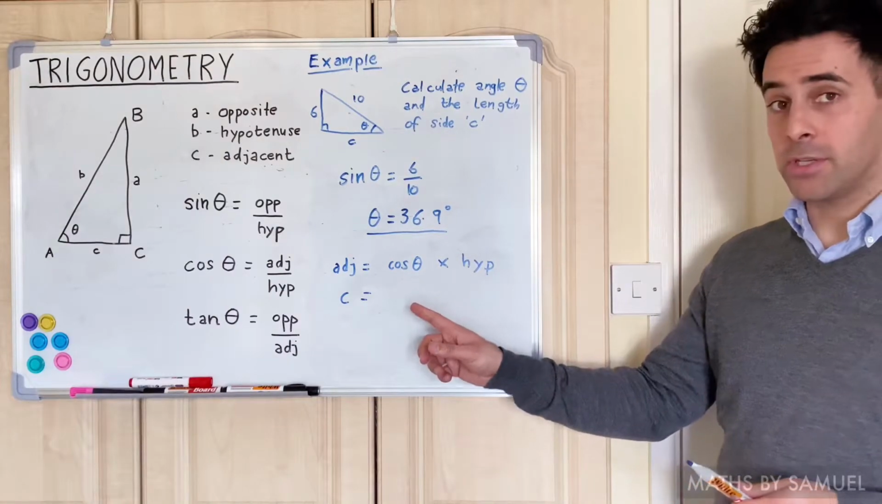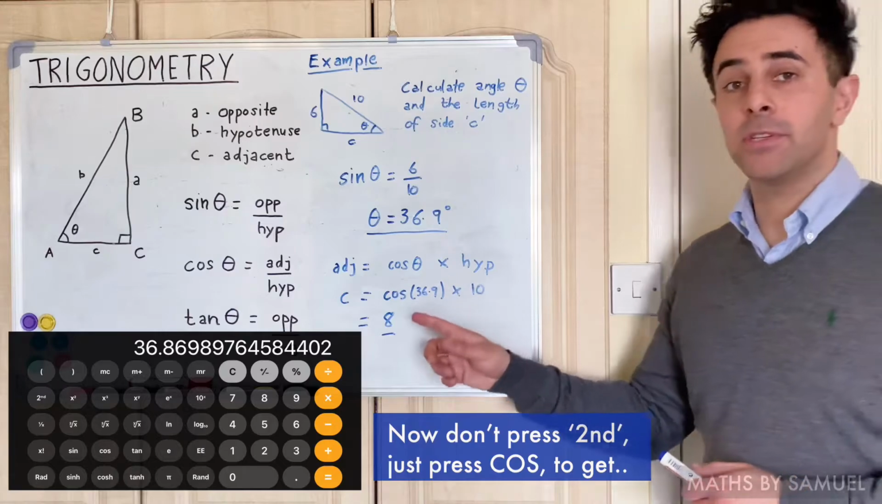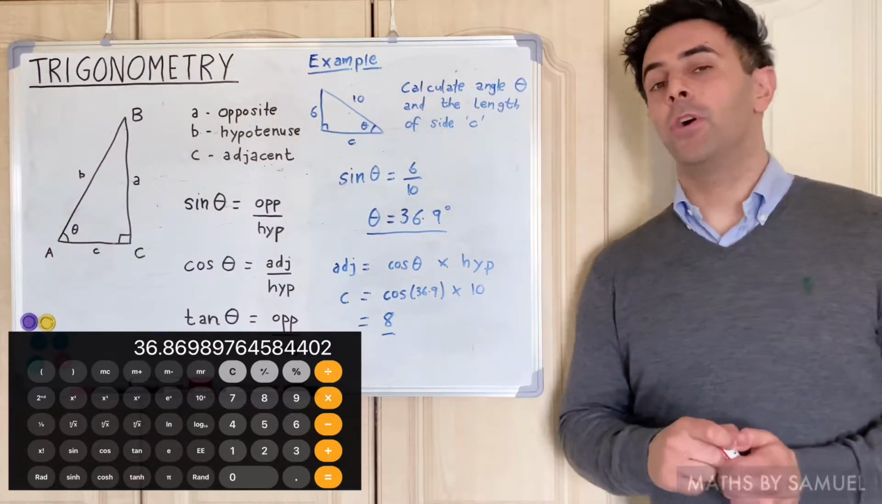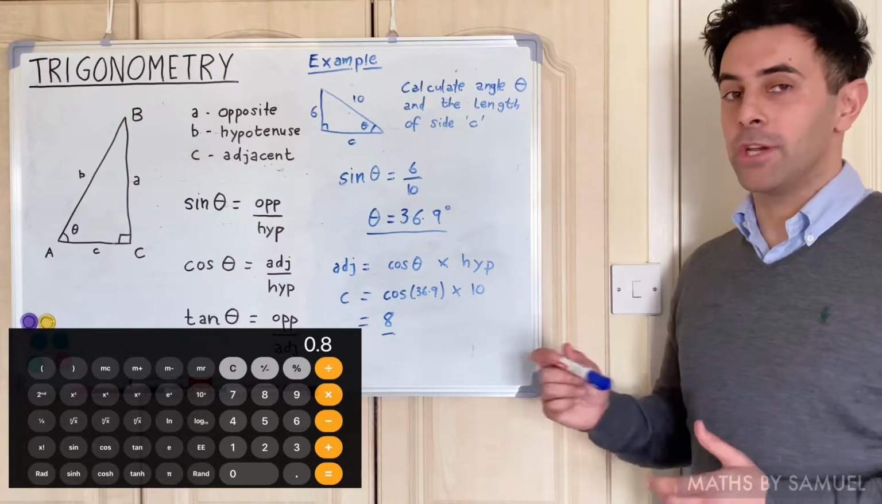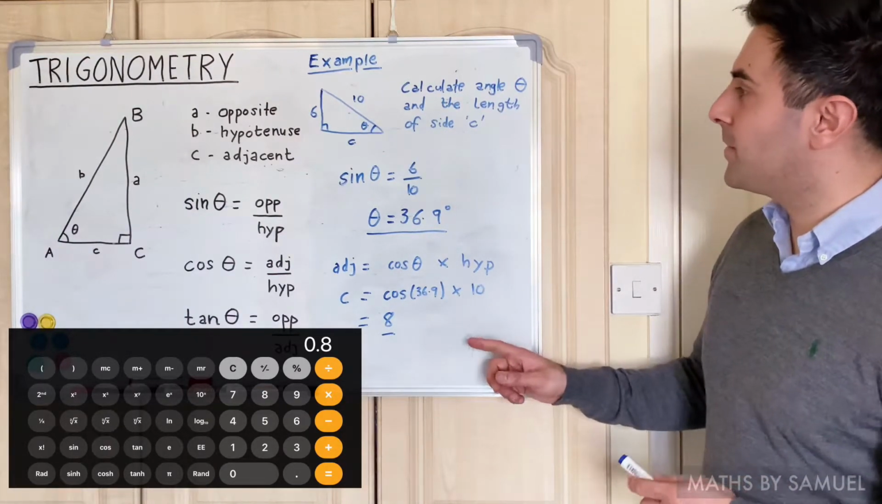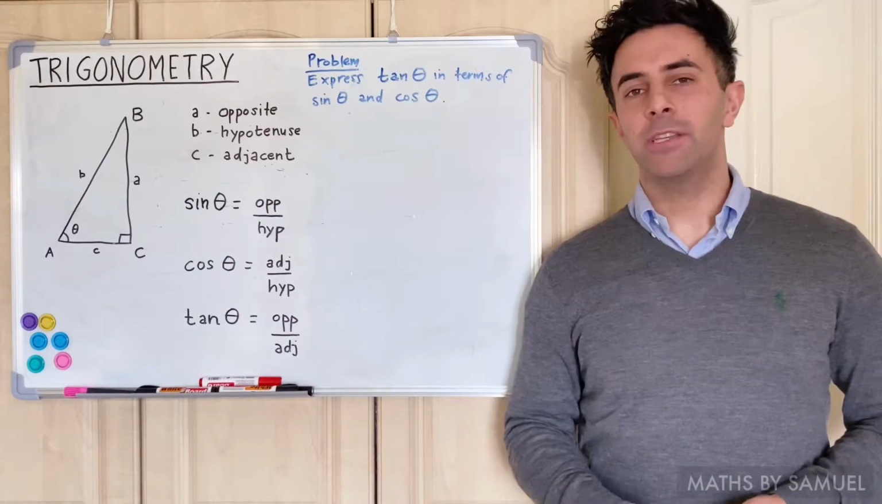So if we substitute into this equation, well, we know the angle is 36.9 degrees, it's 36.8 something, as you'll see from the video here. We're showing you an example, a screenshot from my computation on the calculator. Multiplied by 10, you find the length of side C is indeed 8. So here's an example of another problem.